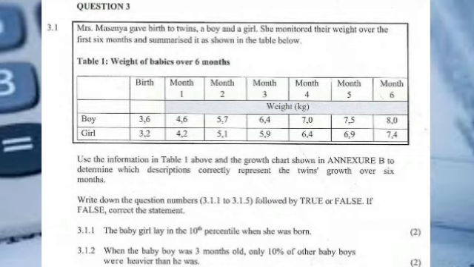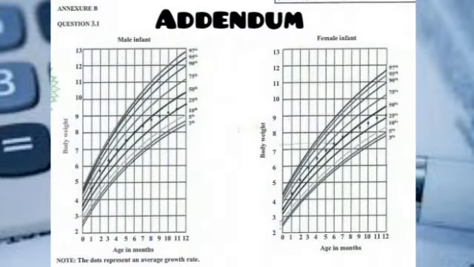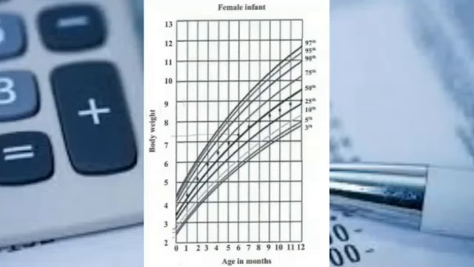So looking at 3.1.1, it says the baby girl lay in the 10th percentile when she was born. So what you are going to do is look at the baby girl's weight when she was born, which was 3.2. And then you are going to go to the growth chart. Be careful, there's one that says male infant and one that says female infant. So we are looking at the female infant. We are going to look at the birth, at birth, you are in months.